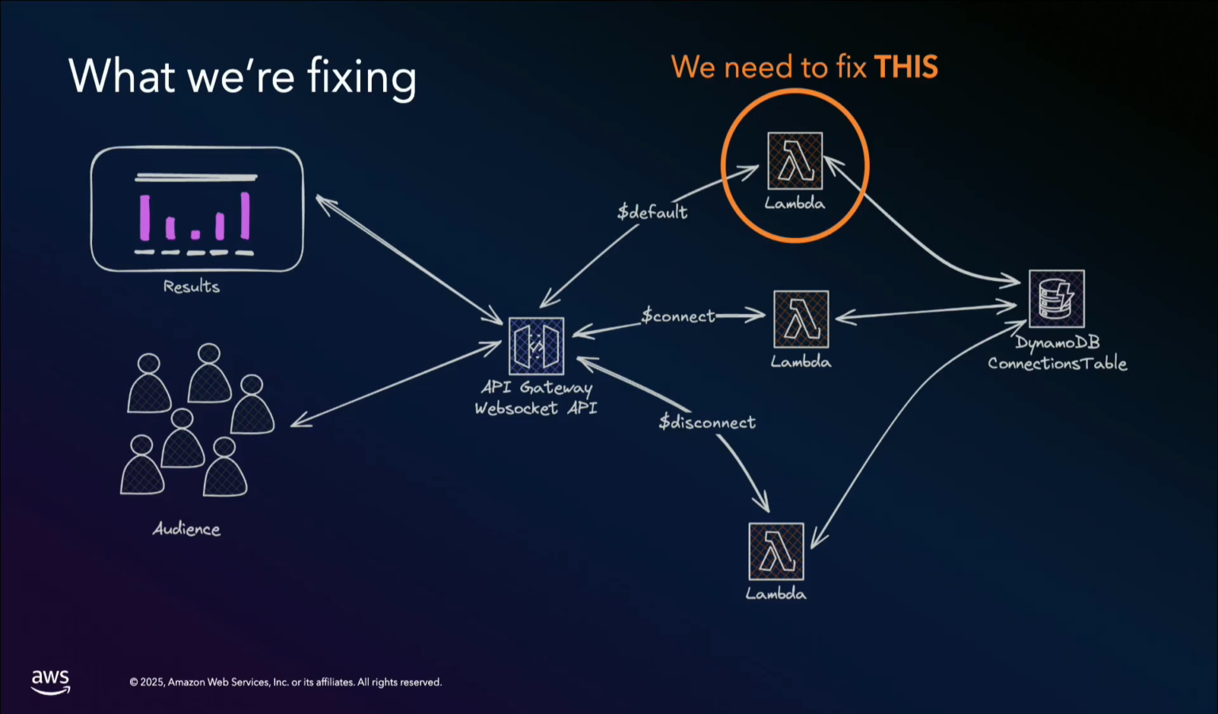And finally, we have the default route. This is where the core functionality, the business code, is implemented, and we do this in a Lambda function. In the default route is where we fetch the connection IDs from the DynamoDB database, then loop over all these connection IDs and send the responses to you, the audience. So this is where we need to fix the code that is running on the Lambda function. So let's look at how to actually go about adding this functionality to the code that we have.